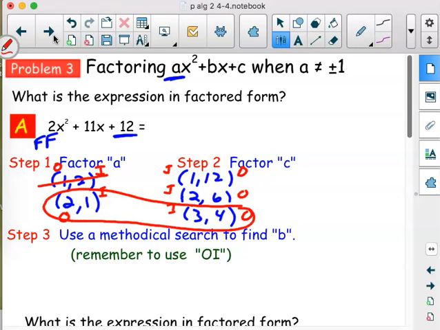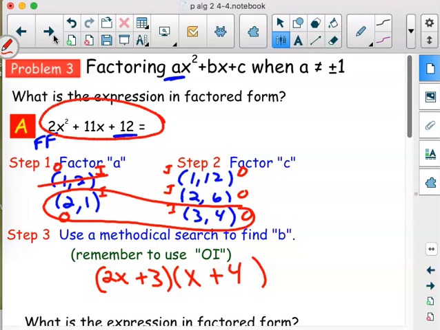Now, pretty obviously, order is important. I had a lot of these that didn't work before I came to that outside times outside plus inside times inside piece. So I have to make sure that I put them in the exact same order that I see them up here, because this was first times first, 2x times 1x, and this was last times last, plus 3 and plus 4. And again, if we do FOIL on this, we better get back to 2x squared plus 11x plus 12.